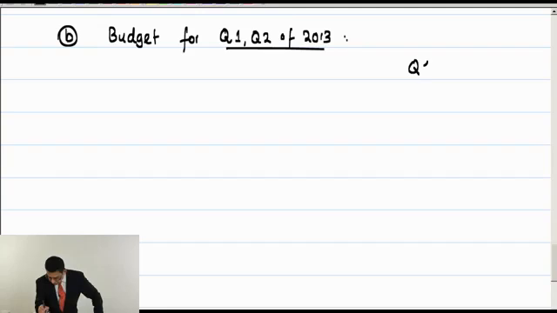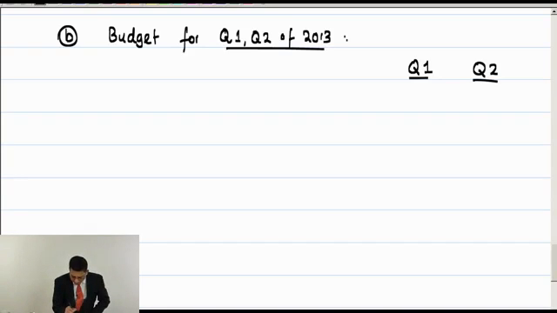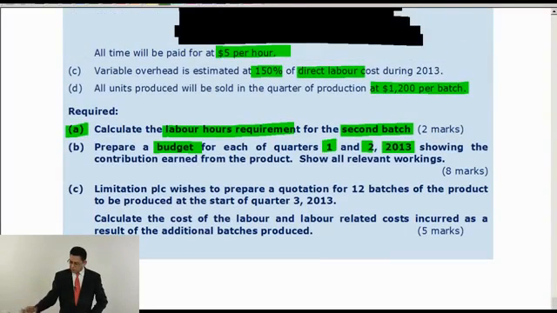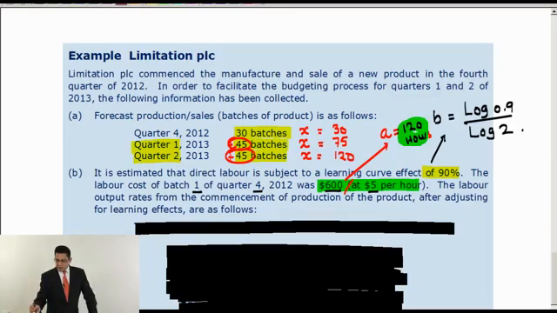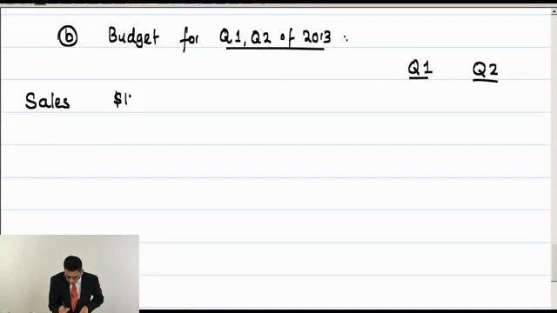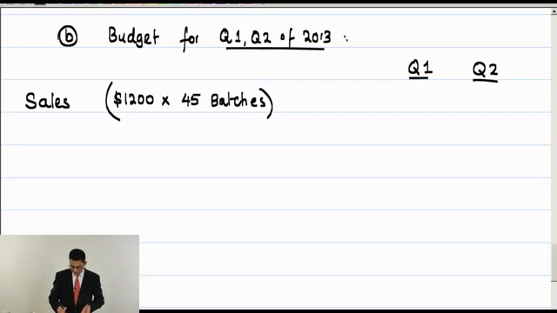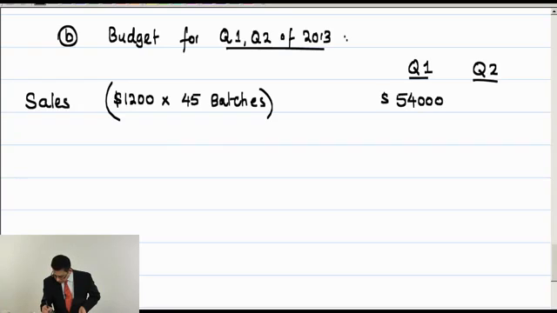So if I split that into 2 columns, here are the numbers of quarter number 1, here are the numbers of quarter number 2. Starting with sales, simple things first. We are given here the selling price of each batch is $1,200 per batch, and we are given in quarter number 1 and 2 how many batches we are going to sell. So 45 batches in quarter 1, also 45 batches in quarter number 2. So $1,200 selling price times by 45 batches, that's our budgeted revenue. So 1,200 into 45, budgeted revenue is $54,000. Revenue remains the same because volume is the same, selling price is the same.